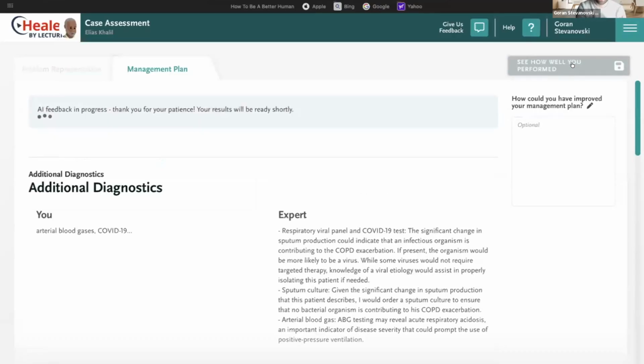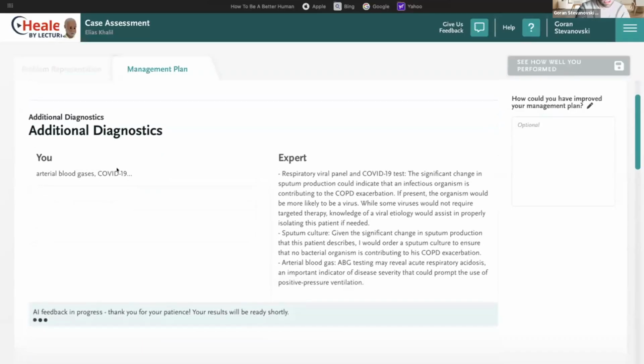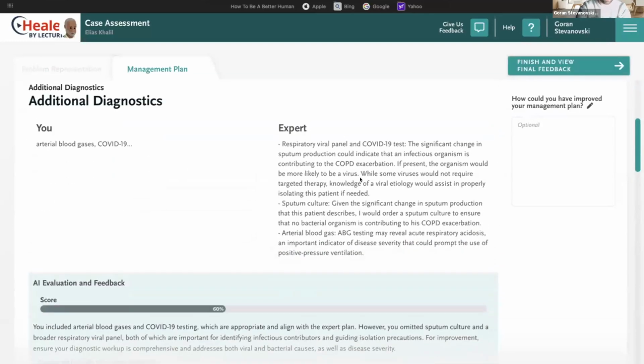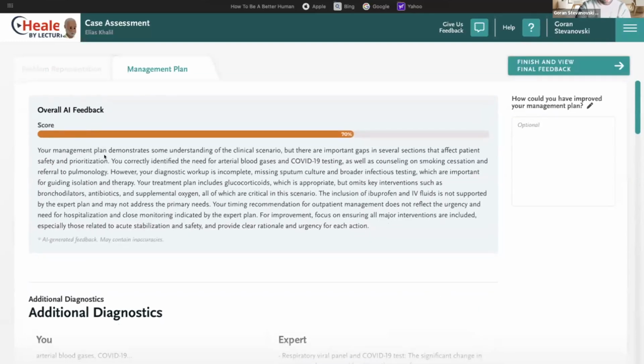So let's see how well the students performed with the AI feedback, or how I performed in this case. I just wrote arterial blood gases, COVID-19. It is there. Sputum culture is something I didn't order, but at the same time, it's really important to know that they can type it out entirely. We will get feedback on it in a second, though. There it is. So we have the overall score.